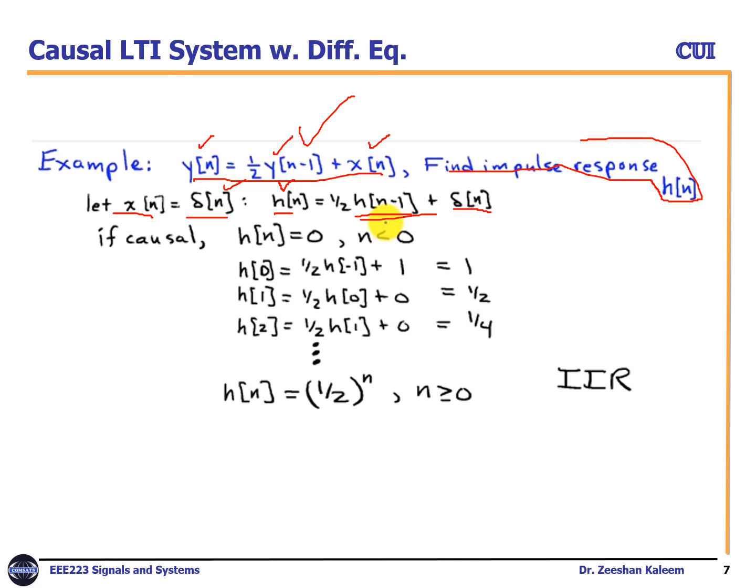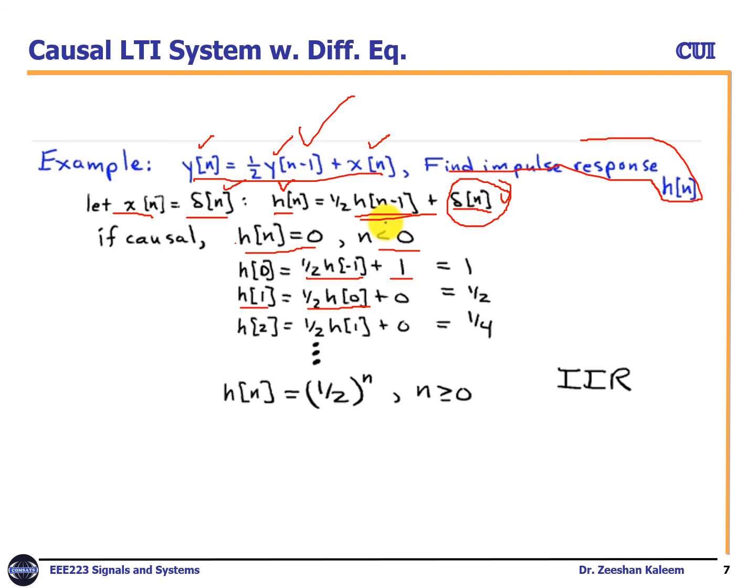And you know that if the system is causal, then h[n] is 0 for n less than 0, right? Whereas for x[0], when we put n equals 0, this delta[n] equals 1, always 1. So we have an input 1 and half h[n minus 1] as well. And for n equals 1, we have a half h[0].